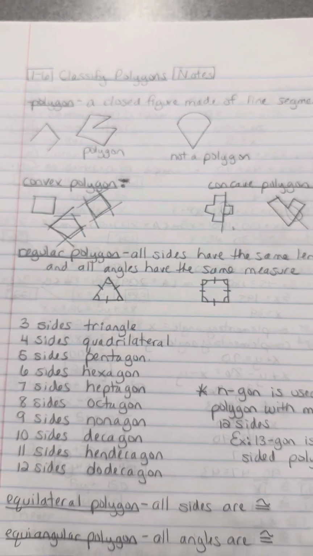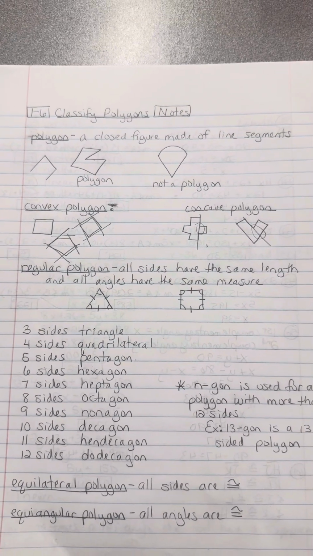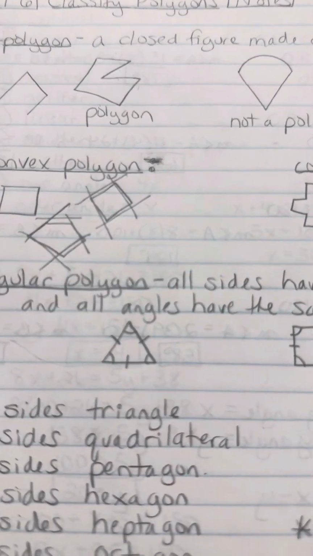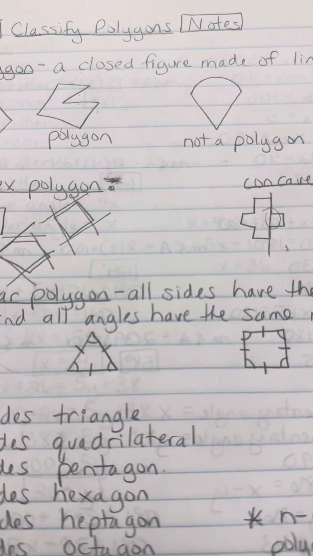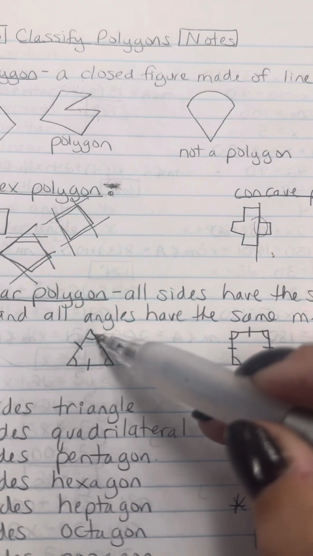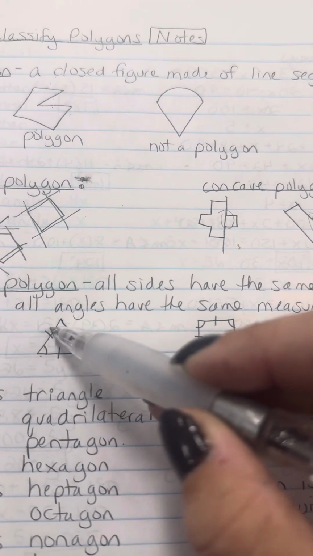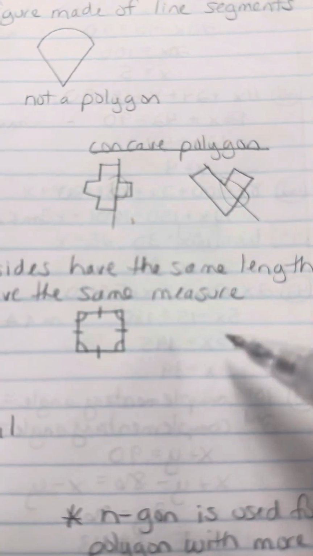A regular polygon has all sides the same length and all angles have the same measure. Typically you will see either the word regular or you'll see these markings that show all angles are the same and all sides are the same. Here's another example here.